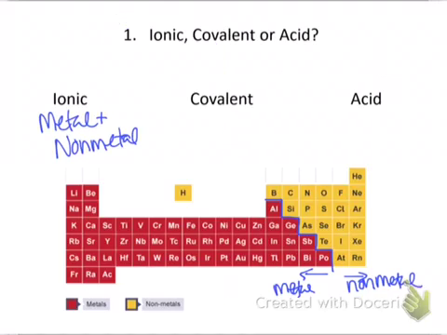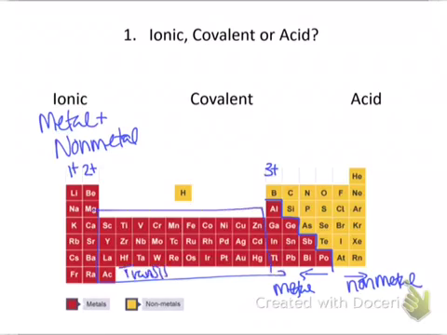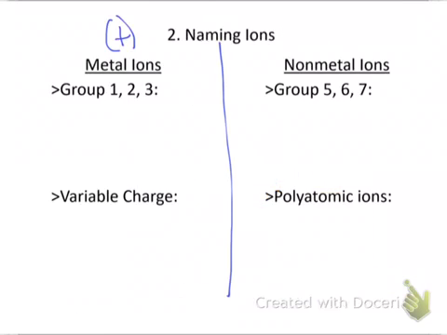Group 1 is here. Group 2 is here, and group 3 skips over the transition metals. If you remember learning about the different parts of the periodic table, this lower part is called the transition metals, and it's hard to predict their properties. One of those properties is the charge that they form in their ions. For group 1, group 2, and group 3, we know that they always form +1, +2, or +3 charges, or almost always.